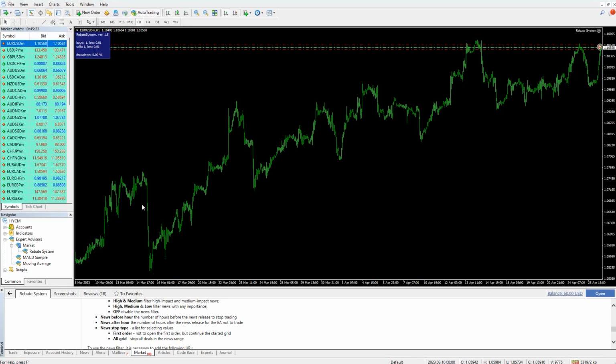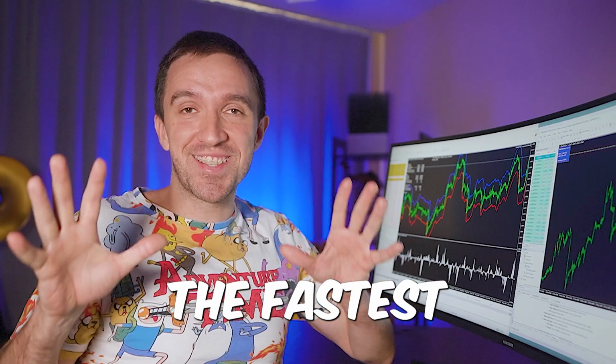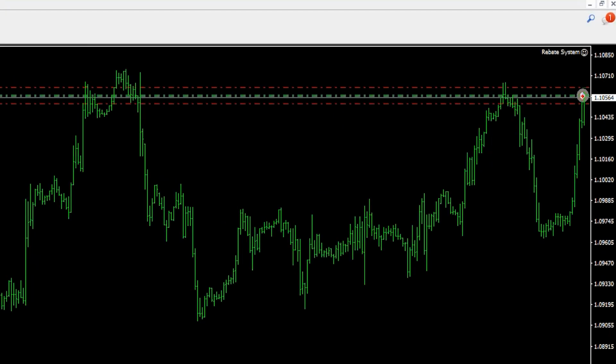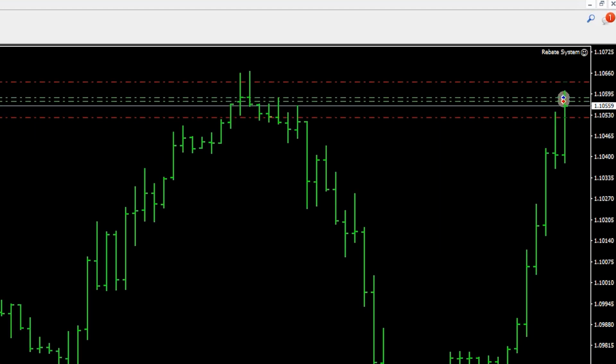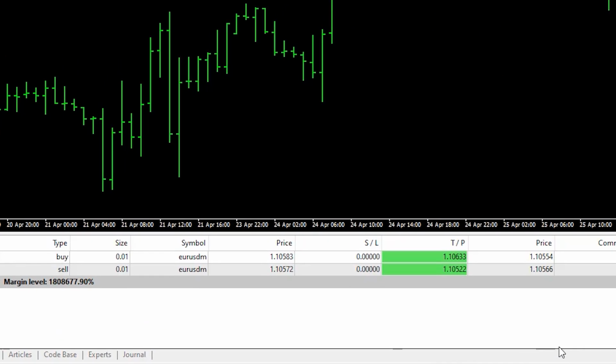and the expert advisor is attached on the chart, and you can see that immediately there was a trade open. That's probably the fastest opening I have ever seen when placing an expert advisor on the chart. Okay, right in here we have a long and a short trade.